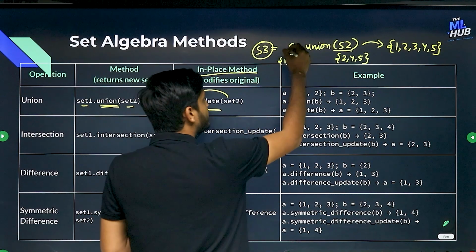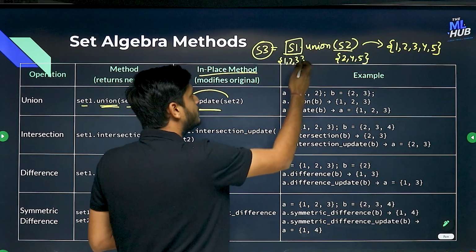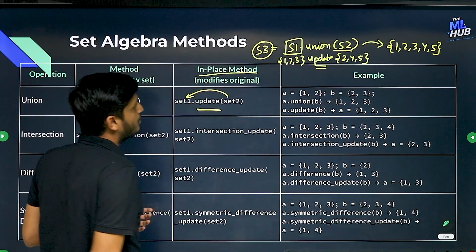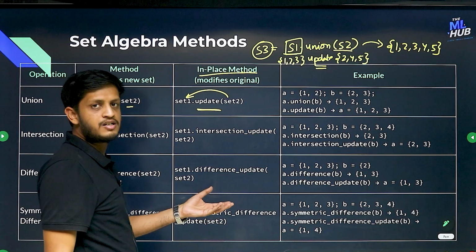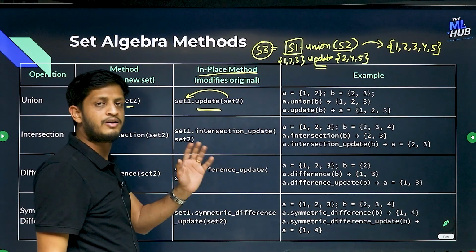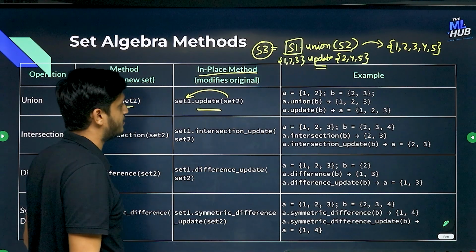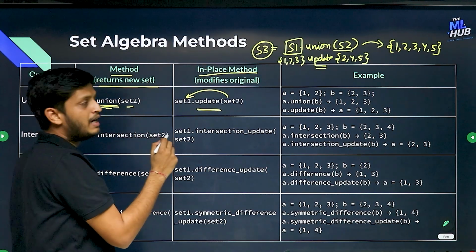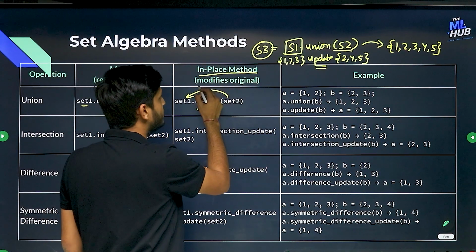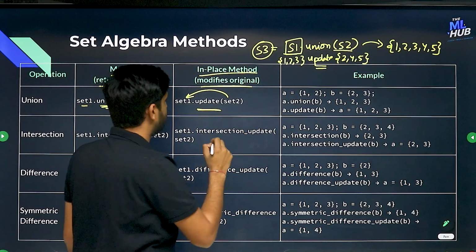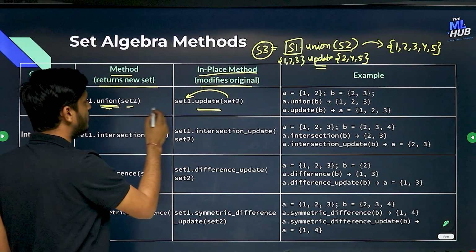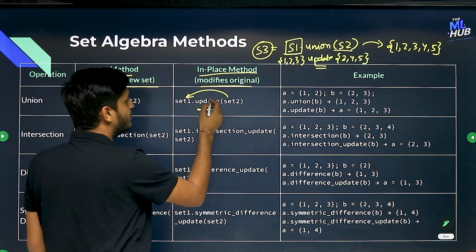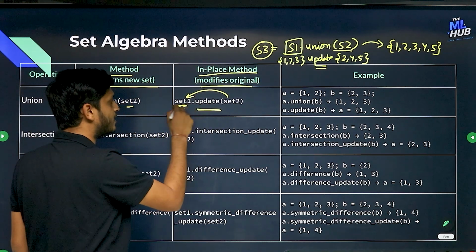But if you want to change the set S1 itself with the union, then you can use the update function. If you use the update function, then S1 will change in place and it will not return a new set. Only S1 will change, S2 will remain as it is. So here is the method that returns a new set, which is the union, and here is the method which is in place, which means it modifies the original set. So that is why union and update are the same. Union just returns a new set and these two sets remain unchanged, and the update function actually changes the original set itself.